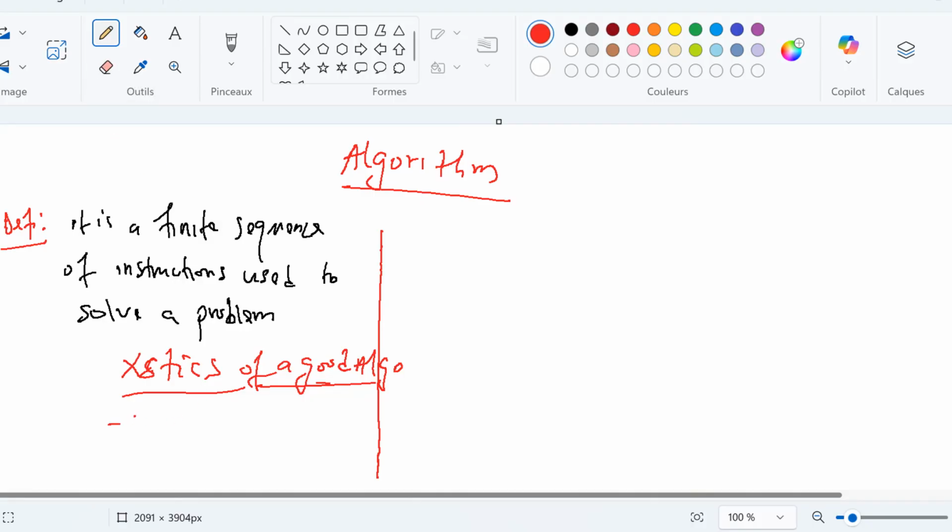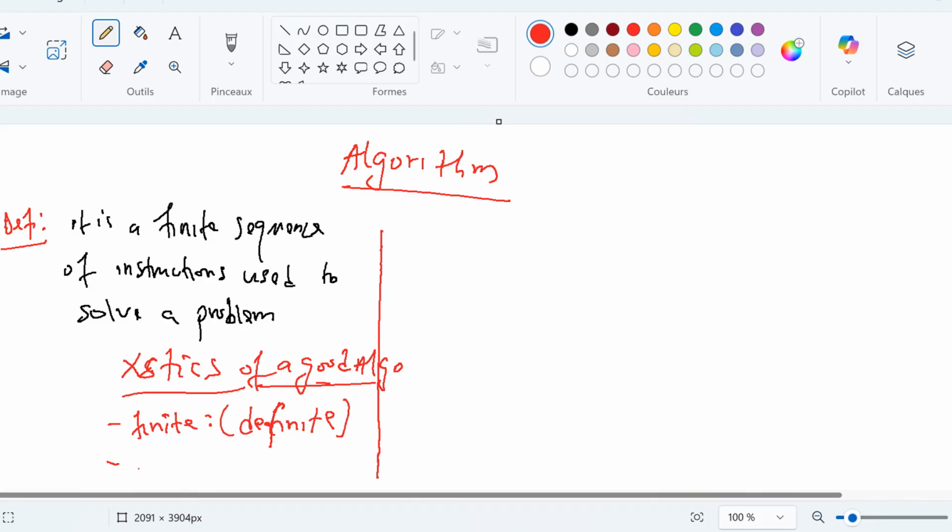So the first point is that a good algorithm should be finite. That is, it should have what? A start and an end. So don't write an algorithm where you start and we are not seeing the ending part. No, a good algorithm should be finite. Either you say finite or you say definite, it means the same thing, please. Good. So meaning what? Meaning that a good algorithm should have the start and the end.